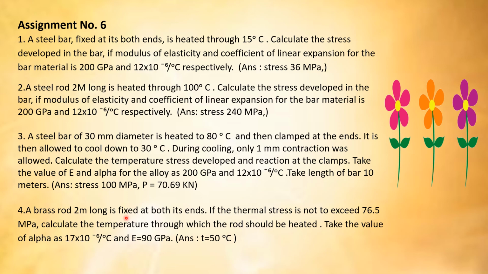A brass rod 2 meter long is fixed at both ends. If the thermal stress is not to exceed 76.5 megapascal, calculate the temperature through which the rod should be heated. Take the value of alpha, that is coefficient of linear expansion, equal to 17 × 10^-6 per degree Celsius, and E equal to 90 gigapascal. The answer I am giving is 50 degrees Celsius.